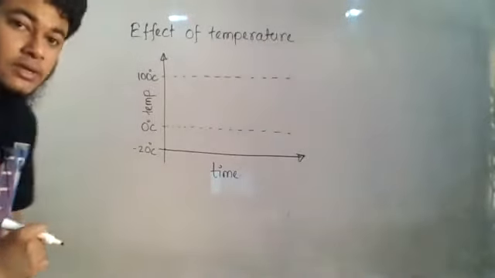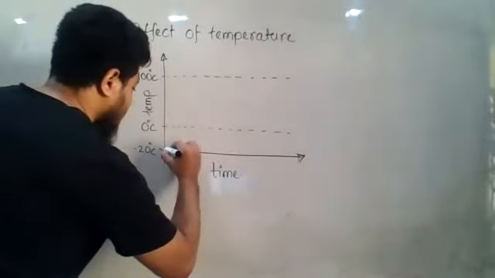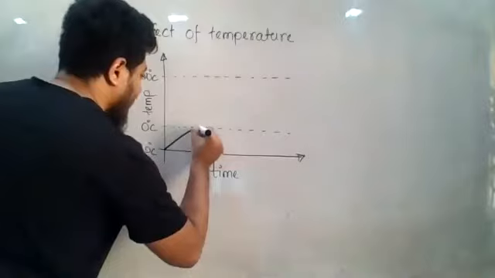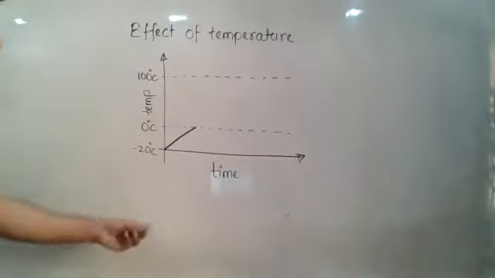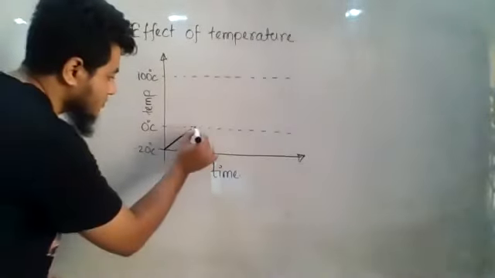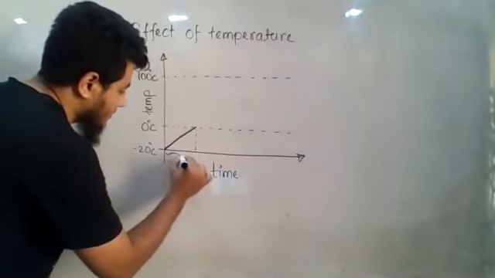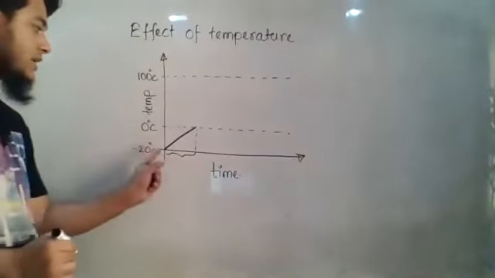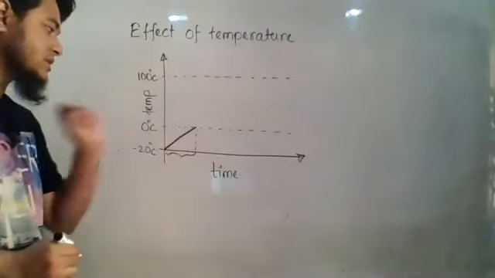So what will happen? The temperature will rise. The temperature will rise and it will reach 0 degrees Celsius. See, for this time temperature change occurred, right? For this time, as the time is passing, the temperature is increasing.